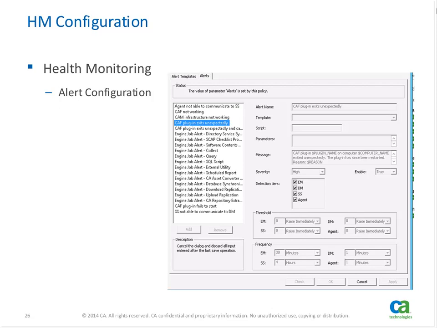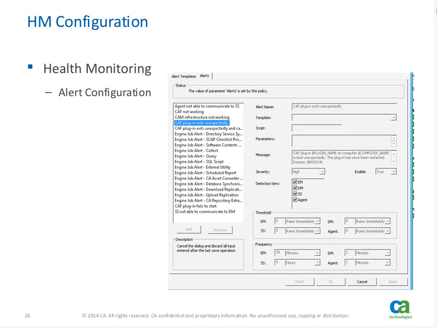Okay, you can change the message. Like in this case, it's going to tell you the plugin name that failed and the computer name that it failed on. But there are other parameters that you can put in there as well. But these are the default messages that get sent as part of the alert. You can trigger the severity of the alert. Is it a high severity, medium severity, or low severity?